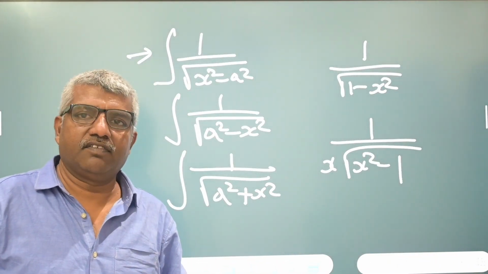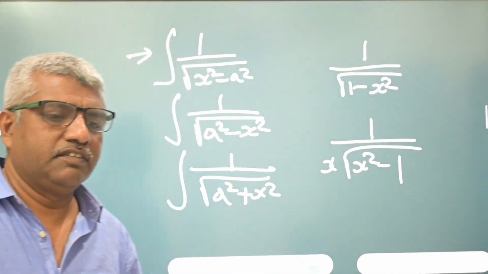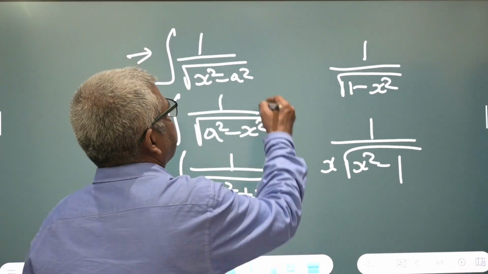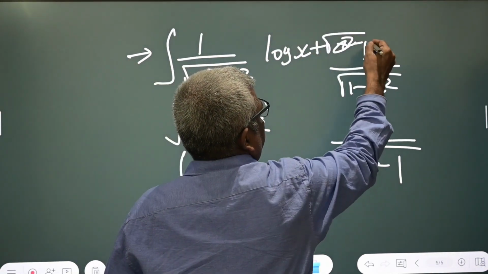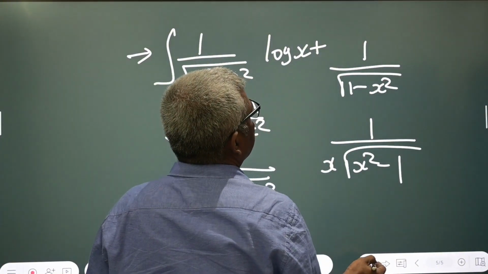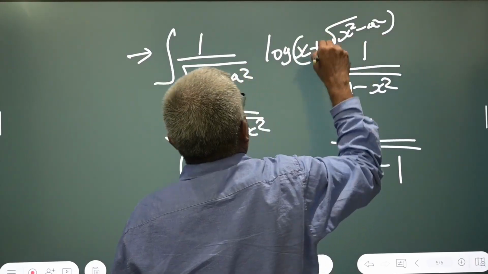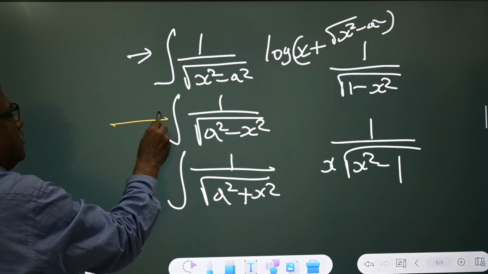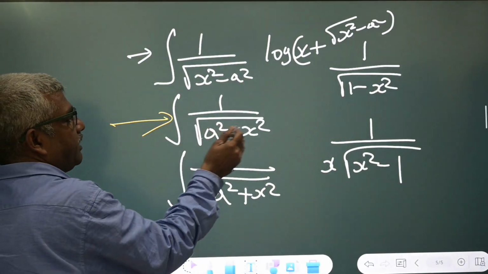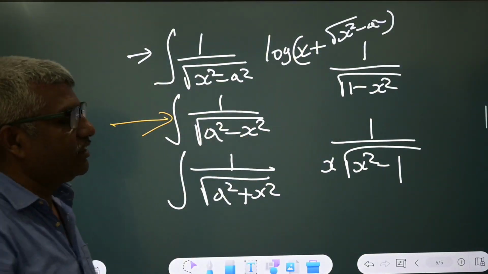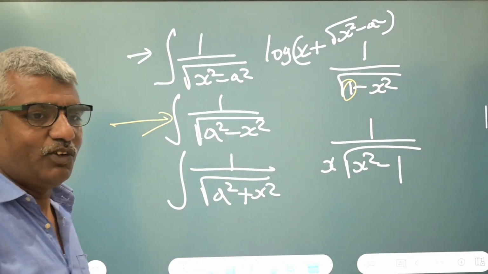You will get it. Students, you also practice. Tell in your mind: log of x plus square root of x squared minus a squared, plus c. This one? If it is a squared minus x squared, then it is sine inverse, because sine inverse x is the integration of 1 by root of 1 minus x squared.